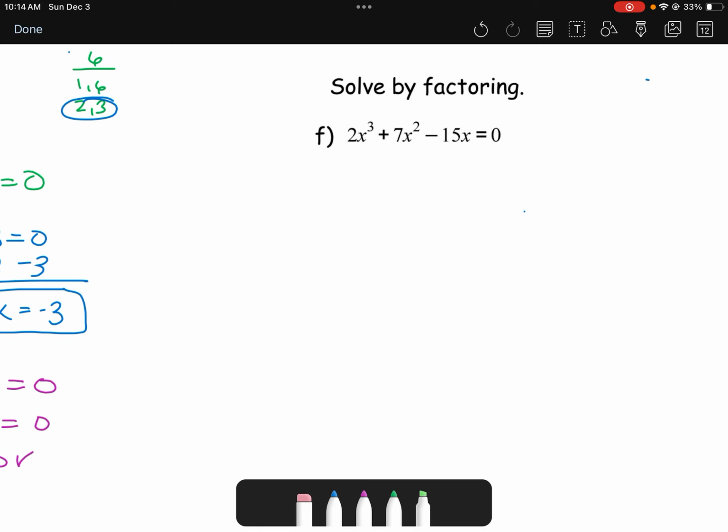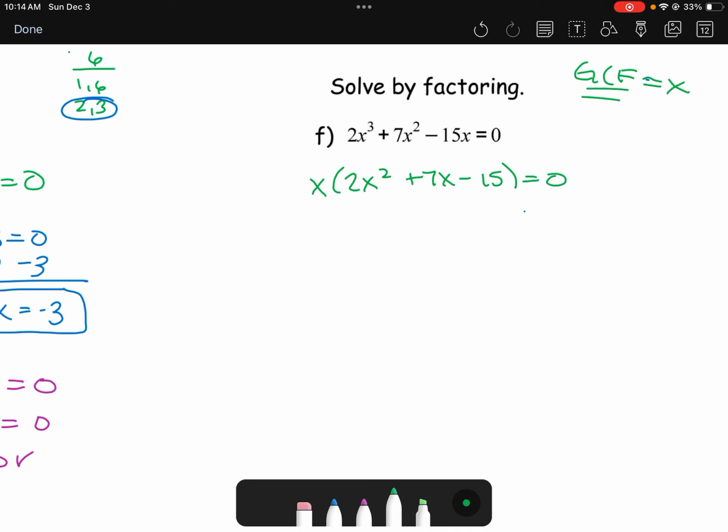Okay, so again, we're going to solve by factoring. Now the first one I'm going to do here is, again, looking for that GCF. So I have a GCF of x here, so we're going to factor that out. So I have x, and then we have 2x squared plus 7x minus 15.